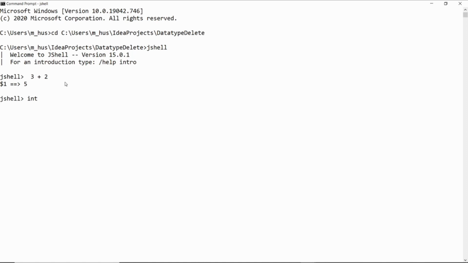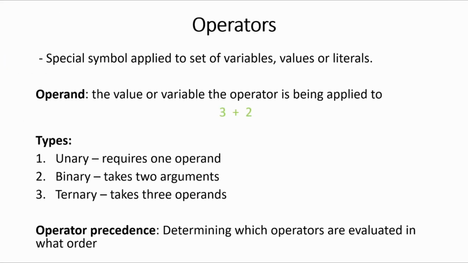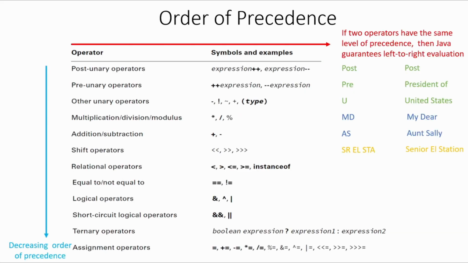If I initialize one variable cookies equals 4 and another double rewards equals 3 plus 2 multiplied by --cookies, then --cookies has higher precedence than multiplication and addition. The value of 4 will change into 3, then multiplied by 2 becomes 6. 6 plus 3 becomes 9, and then this integer promotes to double. Operator precedence means determining which operators are evaluated in what order. For that we need the order of precedence.